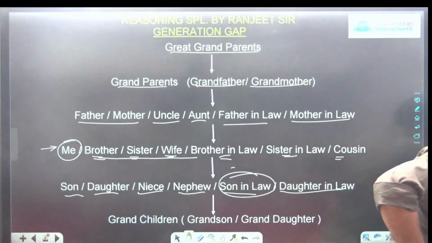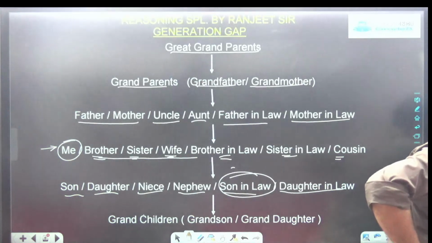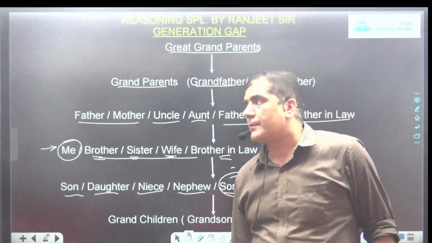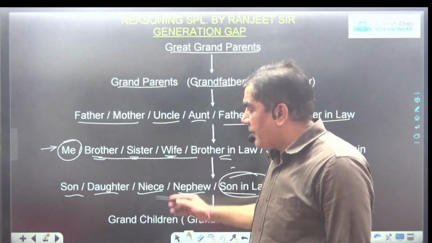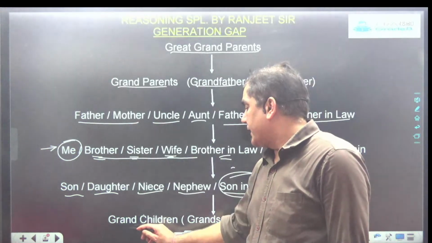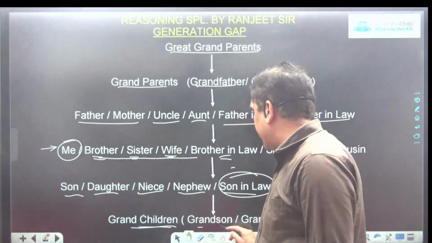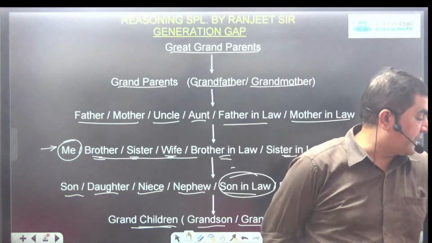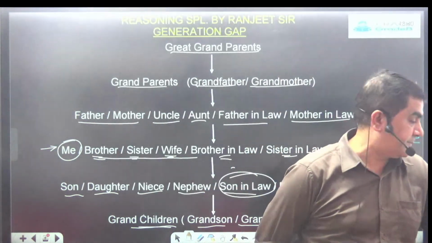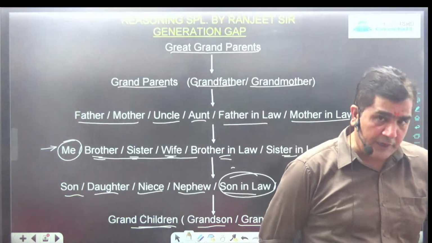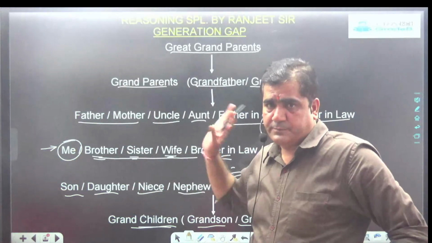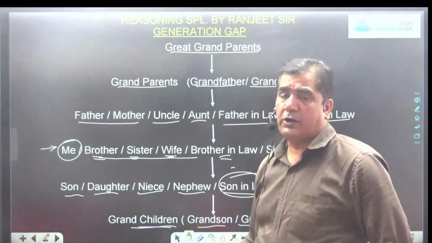Clear? Understood, not understood? And after my son and daughter, they will be my grandchildren. Means what? My grandson or granddaughter, my children's son or daughter. So in the entire topic, I am going to talk about these 6 generations only.